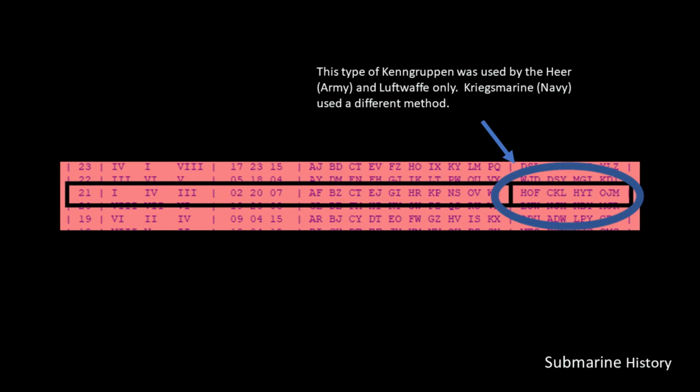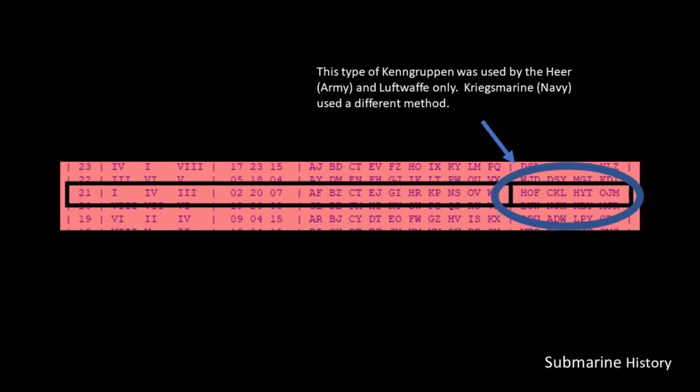So if the Kriegsmarine didn't use the Ken Groupen that were supplied on the monthly machine setting tables, what did they use? So in the Kriegsmarine, they use something called the, and I'm not even going to try to pronounce this in German, but it's a double letter conversion table. And what they would do is they would come up with their Ken Groupen, which is also called the indicator or the message indicator group. So, and this would be 8 letters, 2 4-letter groups.